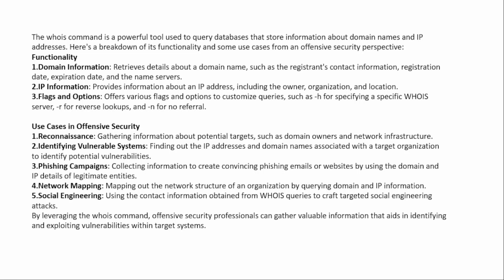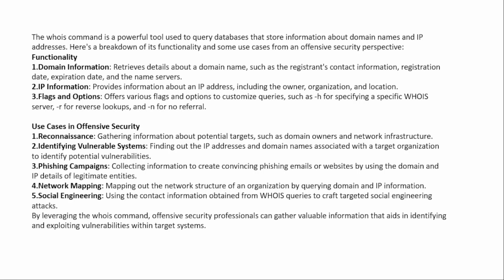Third is the phishing campaign. Yes, this information can be used for a phishing campaign, collecting information to create convincing phishing emails or websites by using the domain and IP details of legitimate entities. Number four is network mapping: mapping out the network structure of an organization by querying domain and IP information.